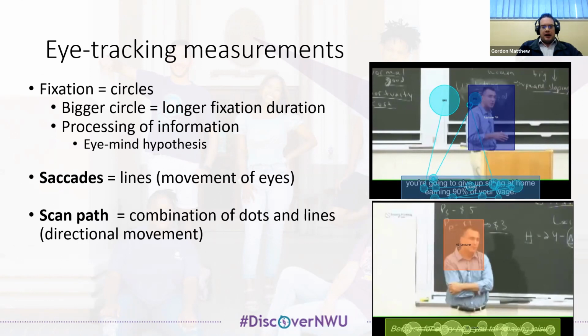And then scan path, which is the combination of fixations and saccades, or the dots and lines, and that is directional movement. So for instance, if you are analyzing the usability of a website, you can use the scan path directions to see in what order did the participant look at specific aspects of the website.